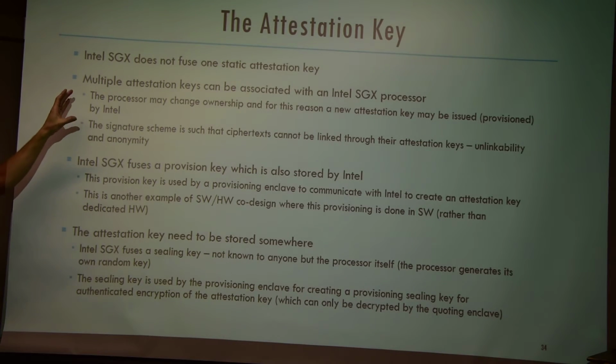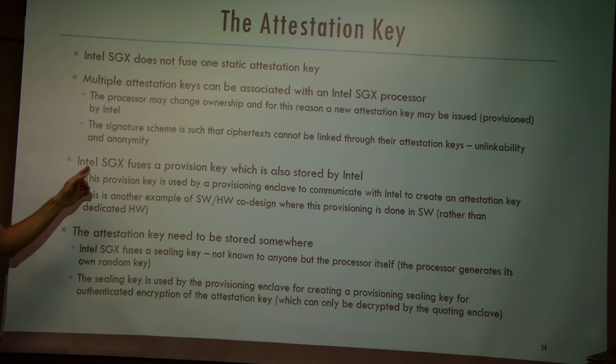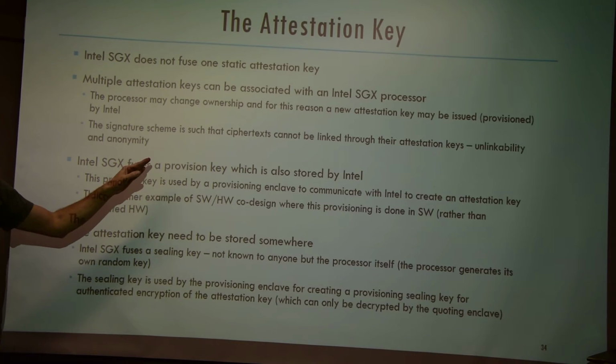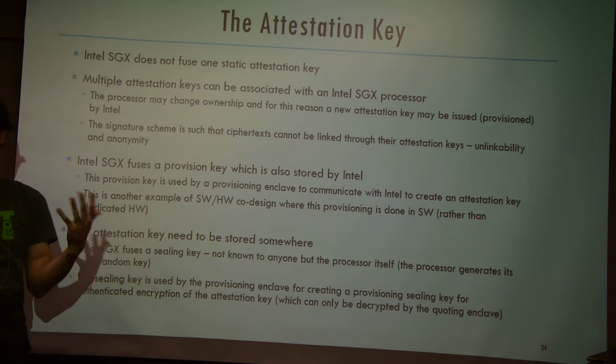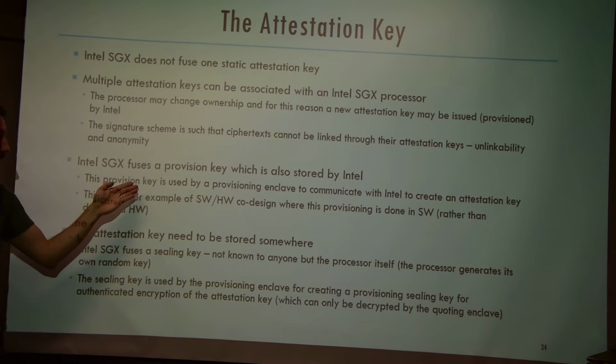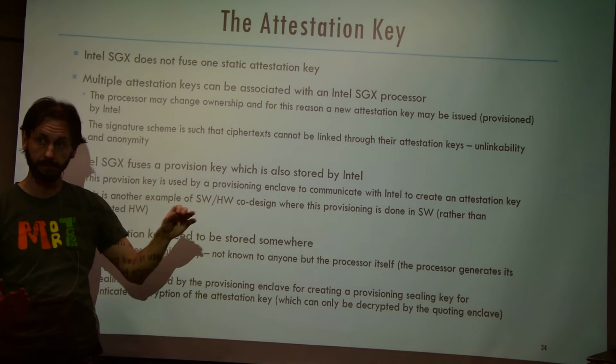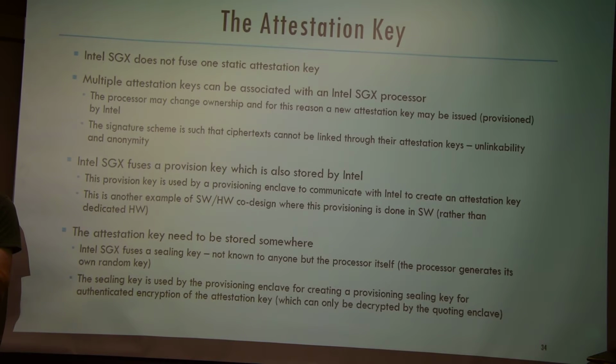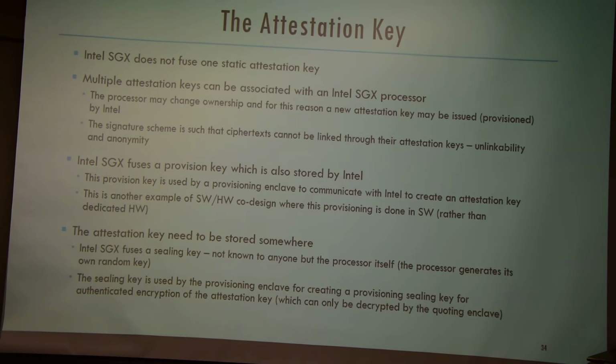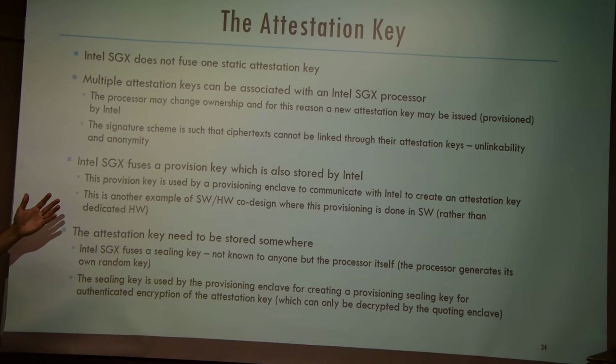So that's what this special signature scheme does for us, but we need multiple attestation keys. Oh damn, how do we do that? We need a dynamic solution. That's why Intel SGX fuses a provision key, which is a master key stored by Intel. And the provision key is used by this provisioning enclave in the SGX processor, which communicates with Intel to create an attestation key. And again, this can be done in some unlinkable way, apparently. So I've not figured that out in its most detail.